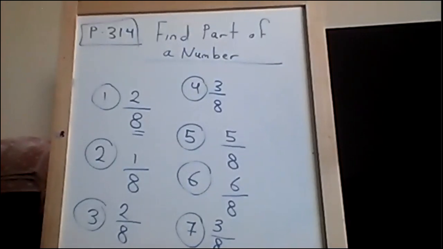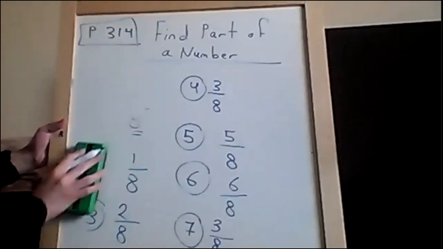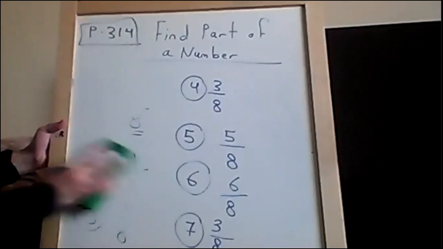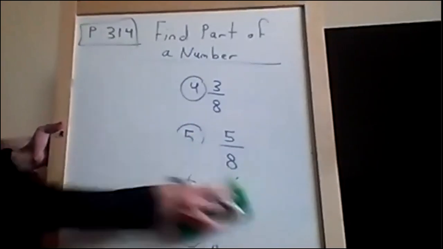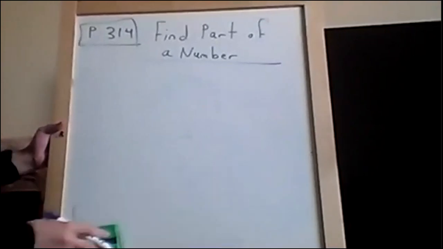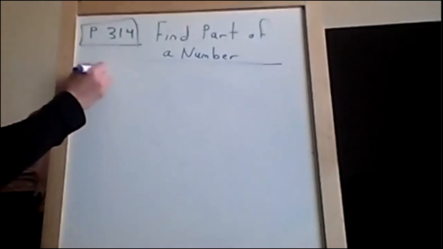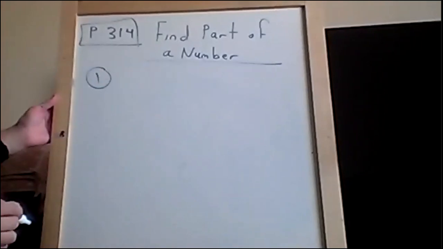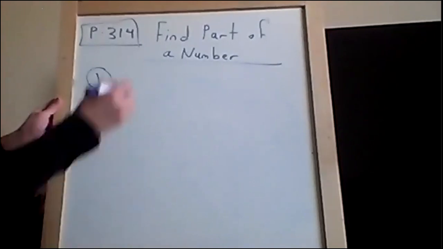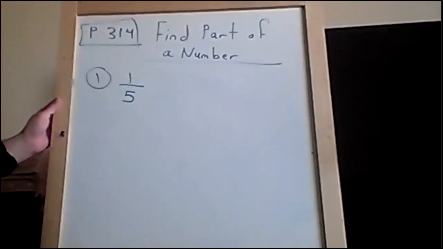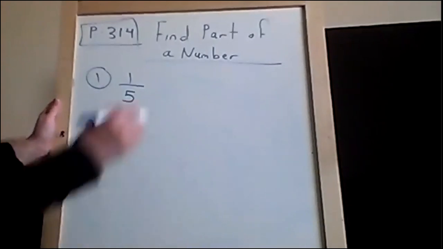Listen to me here. All of you open page number 314, girls. The lesson for today: find part of a number. Listen to me for question number 1. We will solve only odd numbers, okay? Because we don't have time to cover all of the questions. 1 out of 5 of 15. If you see "of", girls, it means multiply. So multiply by 15.